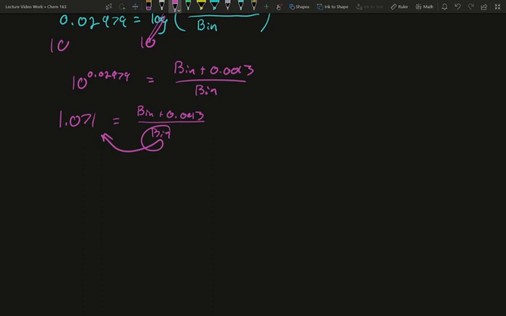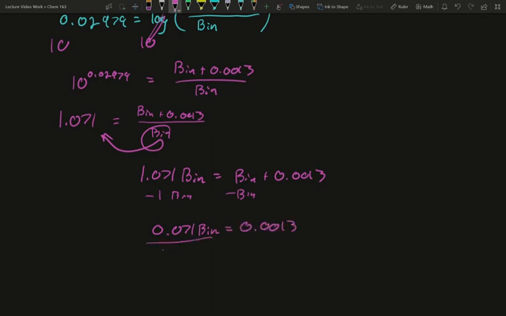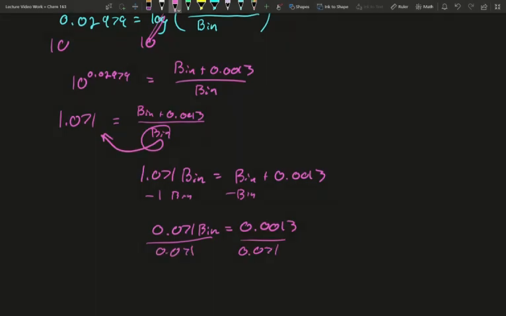Well, I can multiply base initial over, so 1.071 base initial will equal the base initial plus 0.0013. I can subtract one base initial from both sides. 0.071 base initial equals 0.0013. Divide by the 0.071. What we'll find is that my base initial is 0.01831.